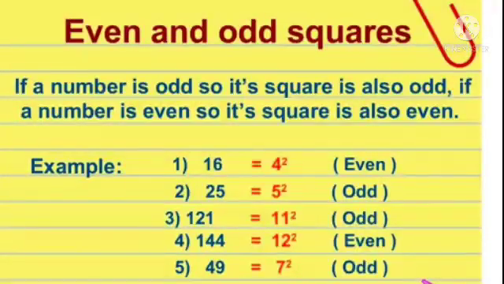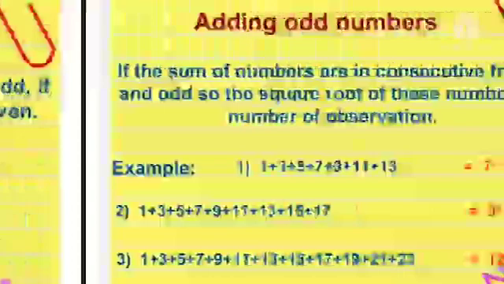Even and odd squares. If a number is odd, its square is also odd. If a number is even, its square is also even. Example, 16 is equal to 4 square, which is even. 25 is equal to 5 square, which is odd. 121 is equal to 11 square, which is odd. 144 is equal to 12 square, which is even. And 49 is equal to 7 square, which is odd.